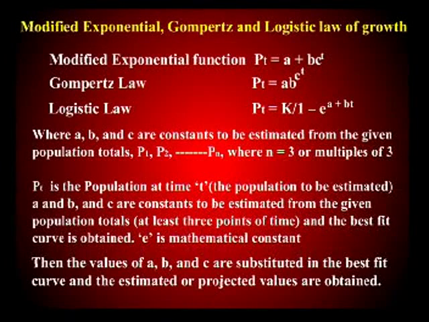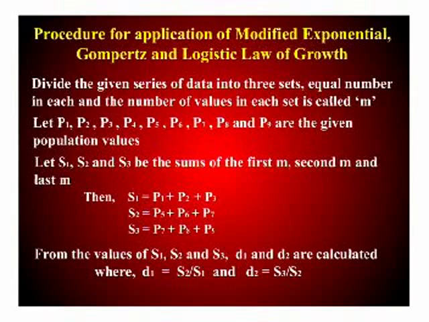Pt is the population at a time t, that is the population to be estimated. A, b and c are constants to be estimated from the given population totals, and the best fit curve is obtained. By substituting the value of t in the best fit curve, one can get the estimated or projected population totals. E is the mathematical constant, and k in the case of logistic law is the maximum population size that can be attained by the country. The application of the method is explained in the diagram.